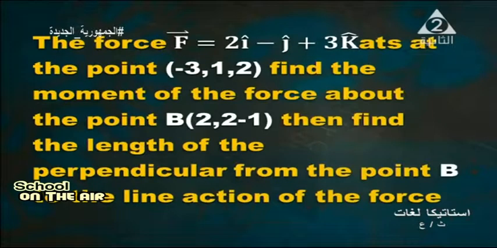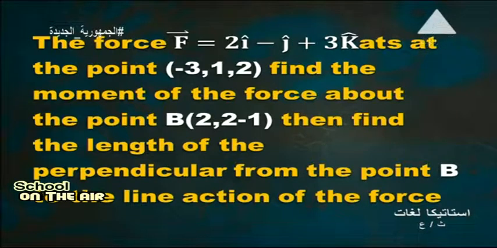Now we translate to another one. The force F equals 2i minus j plus 3k, acting at the point (-3, 1, 2). Find the moment of the force about the point B (2, 0, -1). Then find the length of the perpendicular from the point B to the line of action of the force.